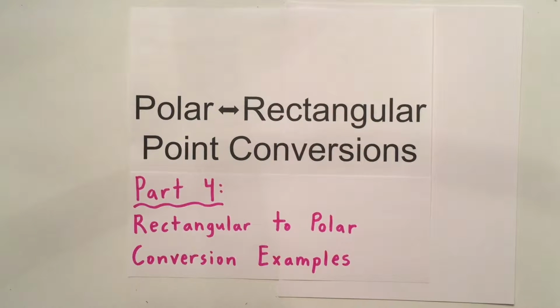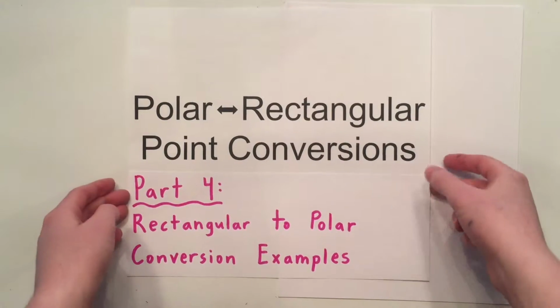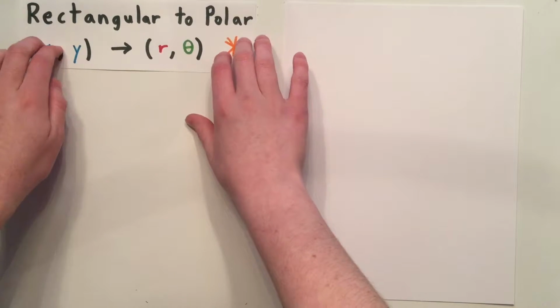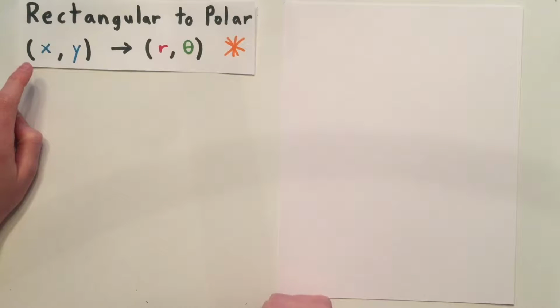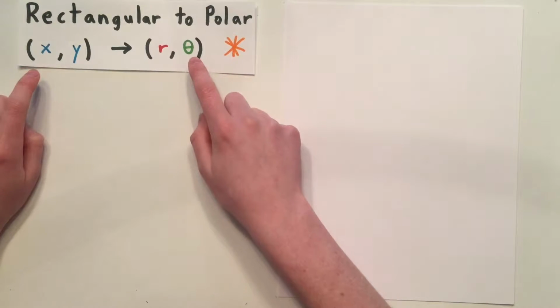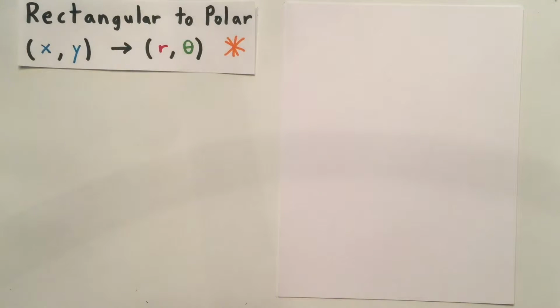The topic of this video is rectangular to polar conversion examples. In this video, we will convert points from rectangular form, (x, y), to polar form, (r, theta), with theta in radians. We will do two examples. Let's do the first example now.